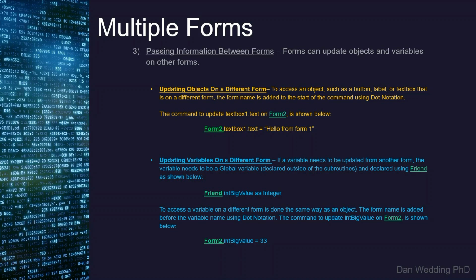If a variable needs to be updated on another form, the variable needs to be a global variable and declared using Friend as shown below. To access a variable on a different form is done the same way as an object. The form name is added before the variable name using dot notation. The command to update intBigValue on Form 2 is shown below.